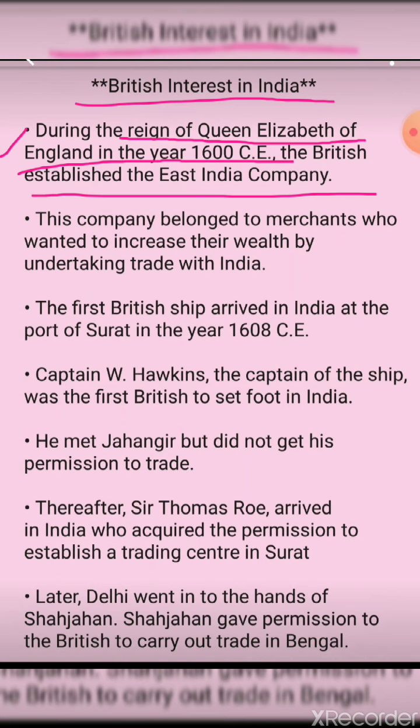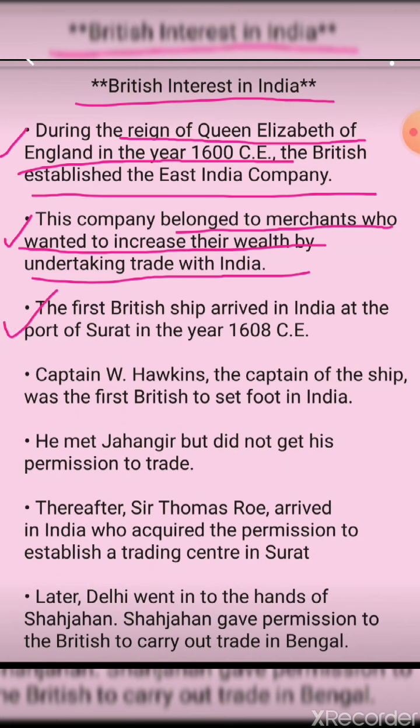Okay, in the reign of Queen Elizabeth of England in the year 1600 CE, the British established the East India Company. Next, the company belonged to merchants who wanted to increase their wealth by undertaking trade with India. The merchants were thinking of increasing their wealth, meaning money and income, by undertaking trade in India, because the company also knew that they could earn more wealth from India, because Indian raw material was very much famous all over the world.